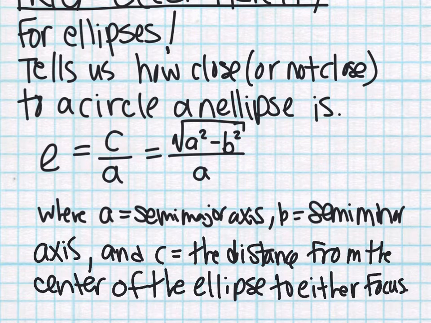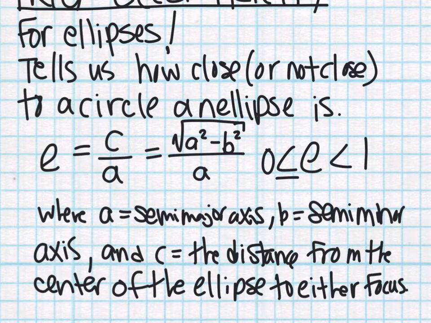So our ratio, C to A, is always going to be between, our eccentricity is going to be greater than 0 and less than 1. It could be equal to 0. That would be a perfect circle. We don't really deal with ones being equal to 1. That would be just like a perfectly flat line.